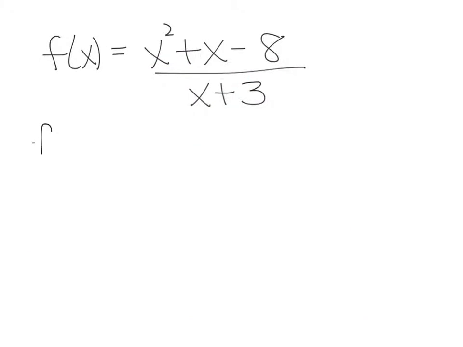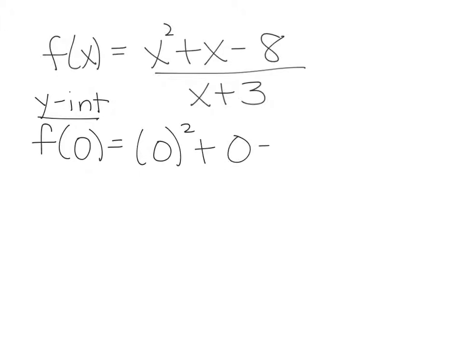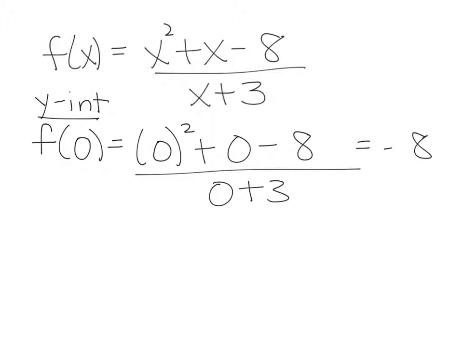Alright, so we have to determine our y-intercept. Our y-intercept is found by evaluating the function for x equals 0. So we have 0 squared plus 0 minus 8 all over 0 plus 3, which gives me negative 8/3. And if I take negative 8 divided by 3, that gives me negative 2.6 repeating. So we have a y-intercept at negative 2 2/3. I talked about our x-intercepts on the last slide, and now what we need to do is graph our function.